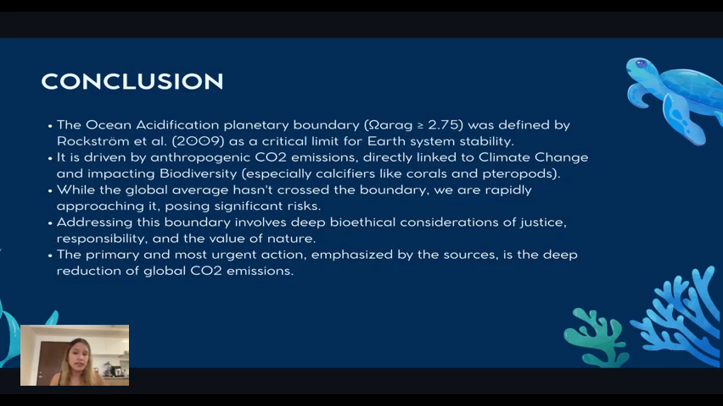The conclusion is that the ocean acidification planetary boundary was defined by Rockström in 2009 as a critical limit for Earth system stability. It is driven by anthropogenic CO2 emissions directly linked to climate change and impacting biodiversity. While the global average hasn't crossed the boundary, we are rapidly approaching it, posing significant risk.